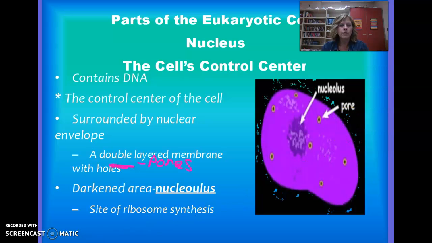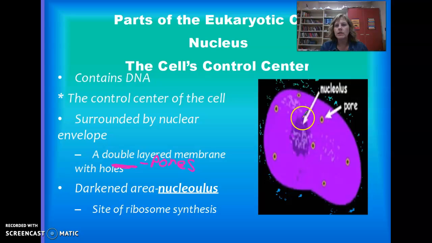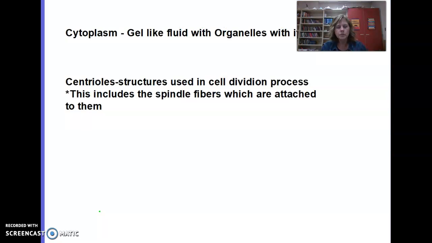Also, ribosomes are made in this central part called the nucleolus. And remember, ribosomes are attached to the rough endoplasmic reticulum and also are free floating in the cytoplasm. So obviously they don't stay in the nucleus. They need to go out of the nucleus. They also leave through those nuclear pores.